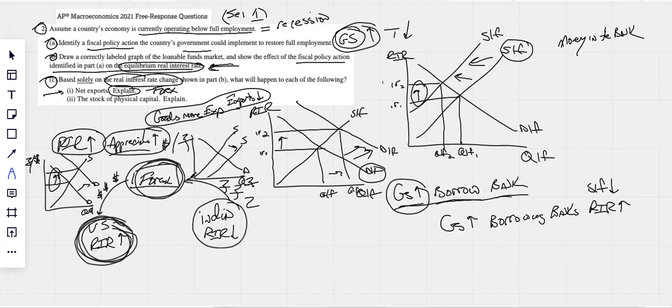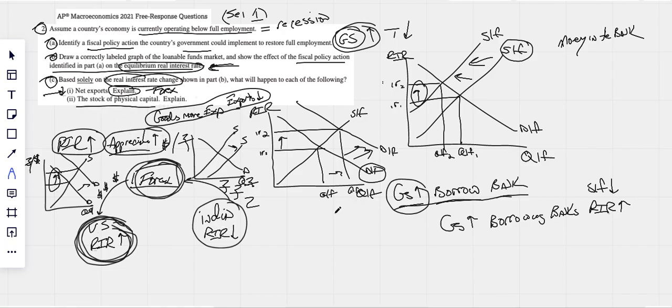Real interest rate goes up, currency appreciates because people are demanding our dollars, trying to get that higher real interest rate. When our currency appreciates, it makes our goods in our country more expensive. Therefore, our exports have to fall. We would just say net exports are obviously going to decline here, and we'd use all that for the explanation.